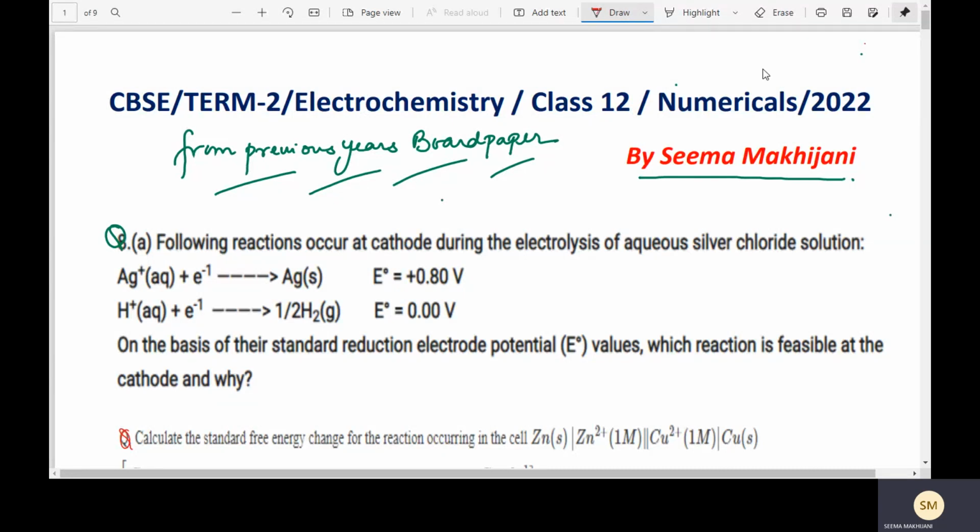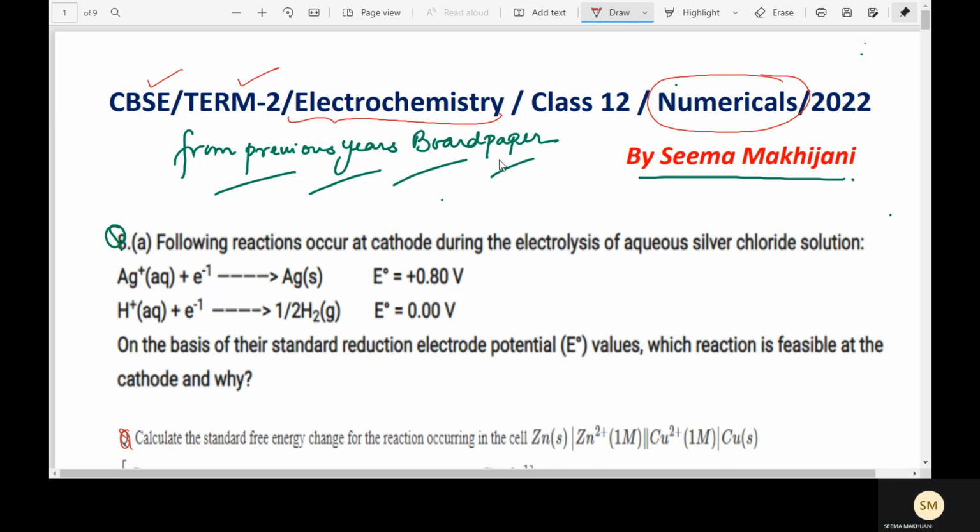Today's class is specially for those of you who find themselves weak in numericals. With the approaching term 2 of the CBSE, today's class we would be doing the numericals of electrochemistry chapter from the previous year's board papers. Since this year your board examination proposed as of now is you would be having a subjective paper.